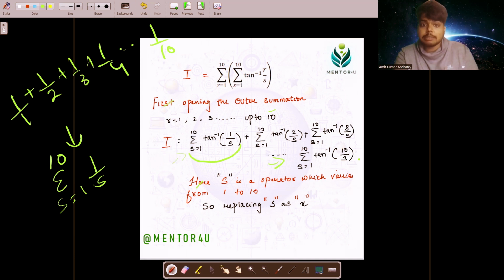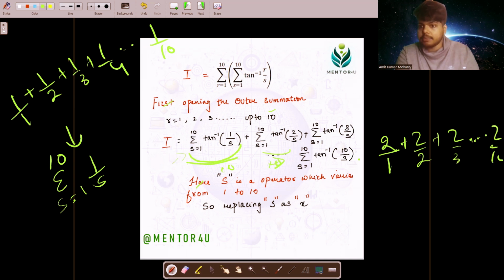Now let's go to the next summation, which is summation of s equals 1 to 10 tan inverse 2 upon s. In this situation, for 1 upon s there were 10 terms, and here also there will be 10 terms. It will look something like 2 upon 1 plus 2 upon 2 plus 2 upon 3, up to 2 upon 10. Clear?